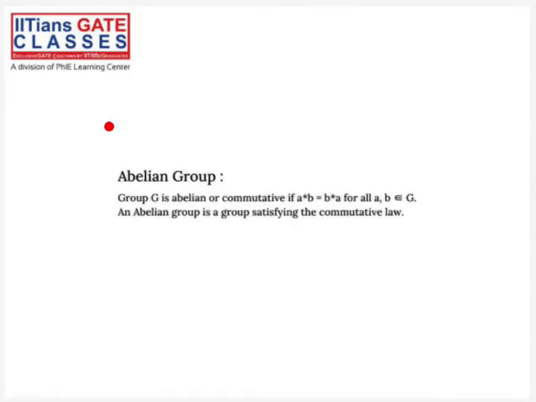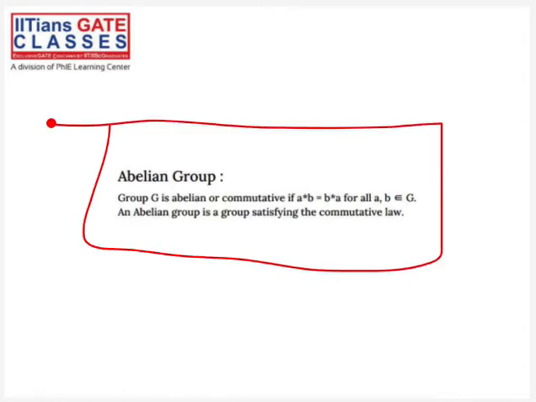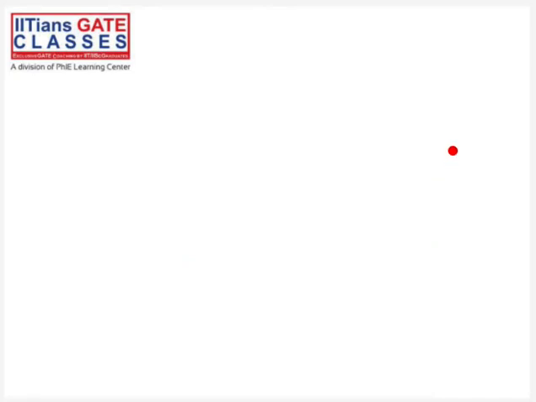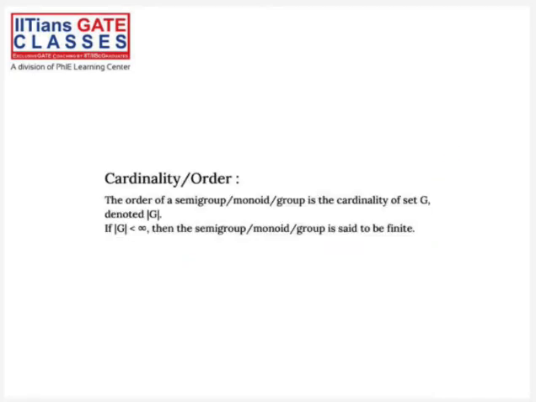Now this is the definition of abelian group, and in this we have just added the commutative law. An abelian group is a group satisfying the commutative property. All these things we have already seen. That's why I am saying that this chapter is the easiest chapter, because once you know how to check all these five properties, automatically this chapter is over. Okay, now what is the cardinality or order of a group?